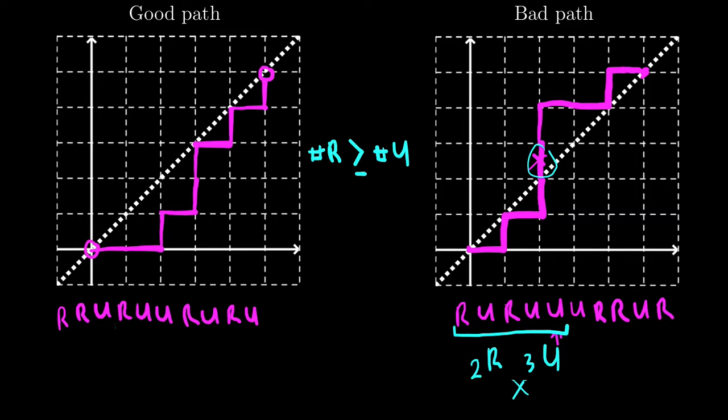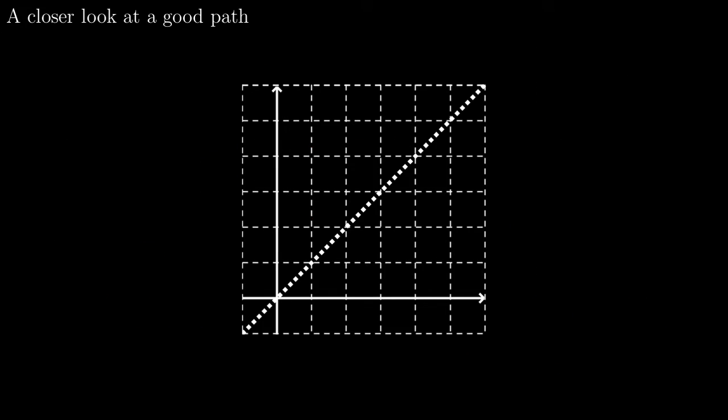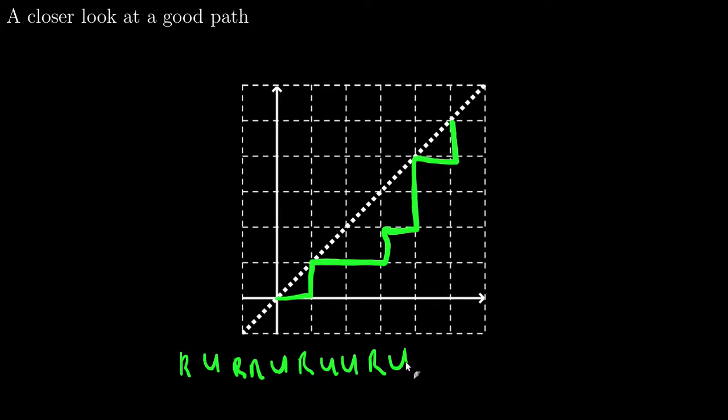So let's look and see what's happening here. So an example of a good path, I'll make a good path green, I could do right, up, right, right, up, right, up, up, right, up. And I'll write all that stuff down. So right, up, right, right, up, right, up, up, right, up.